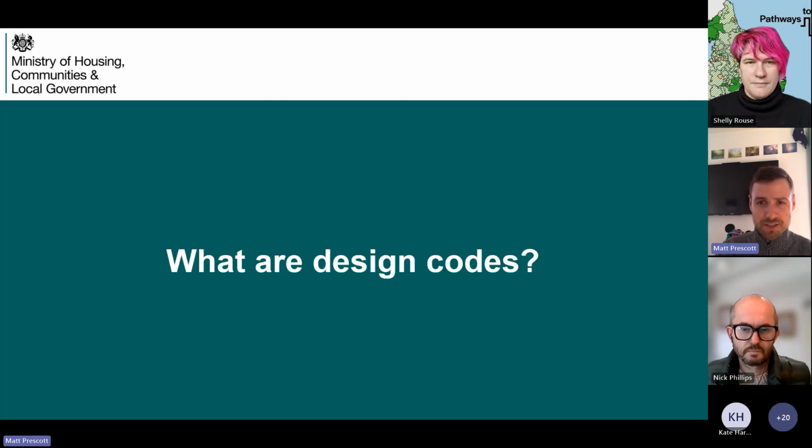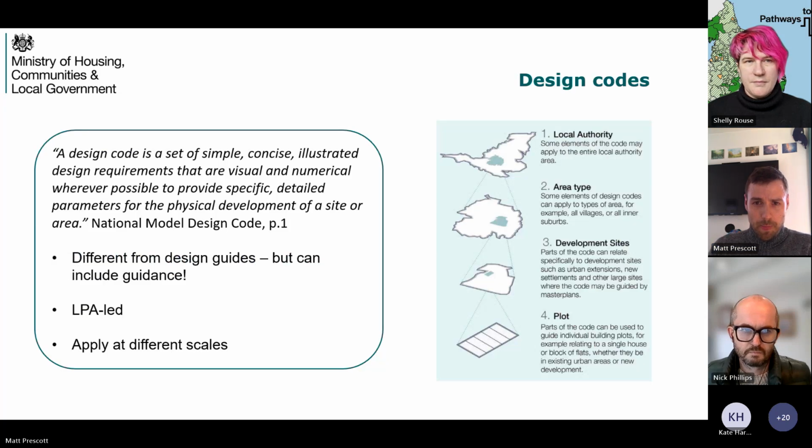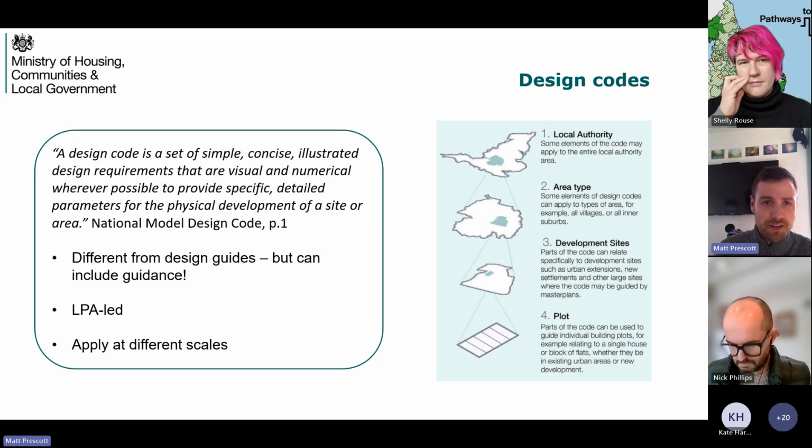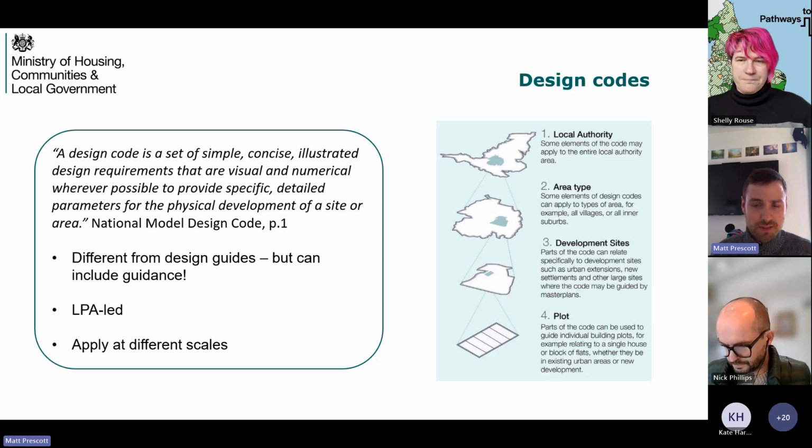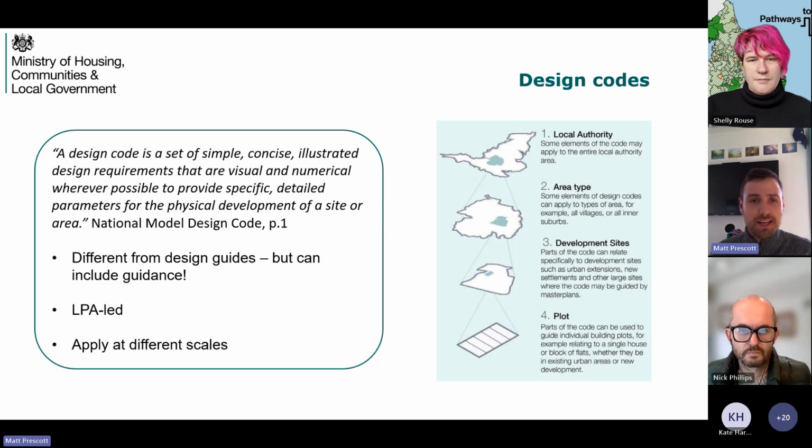So to begin with, what are design codes? As set out in the National Model Design Code, page 1, a design code is a set of simple, concise, illustrated design requirements that are visual and numerical wherever possible to provide specific detailed parameters for the physical development of a site or area. They will allow for binary decision making with language like musts and wills. And through setting out specific parameters, they're intended to give greater clarity and certainty to users of the planning system, including applicants, local planning authorities, and communities about the design expectations for an area.